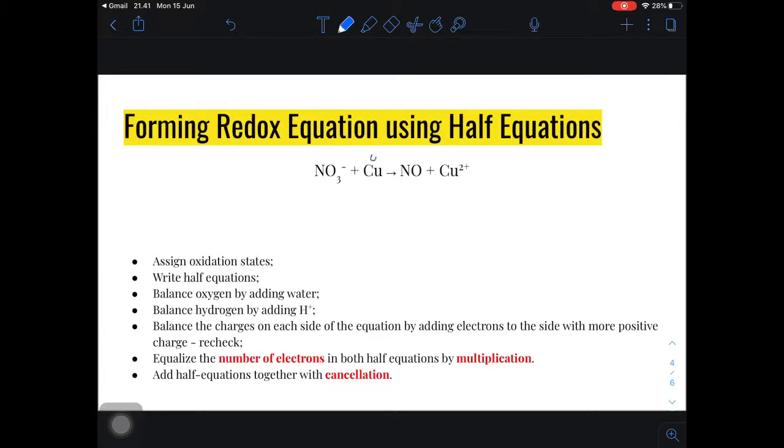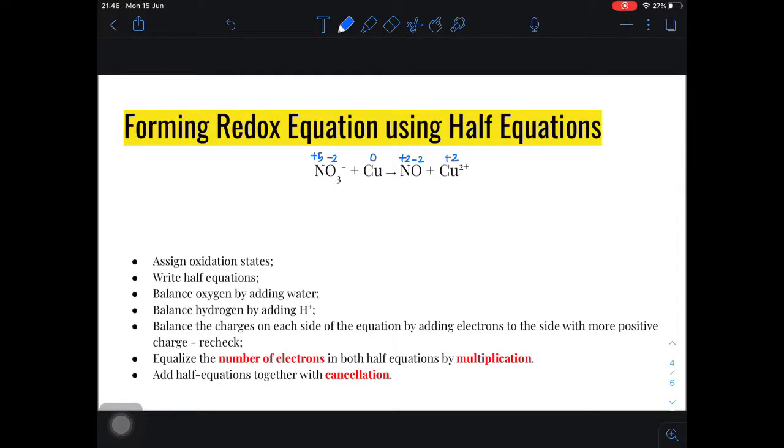Cu is 0. You can start at whichever that you feel comfortable. Cu2+ is +2. O will always be -2. Therefore, the nitrogen in NO will be +2, and the nitrogen in NO3- will be +5.